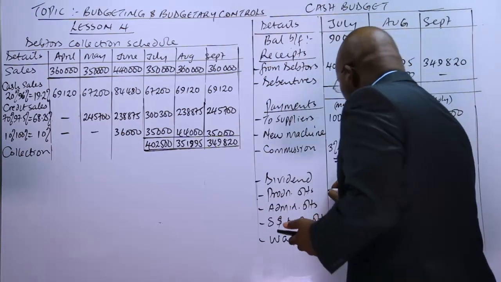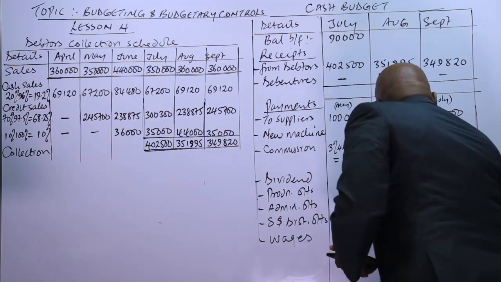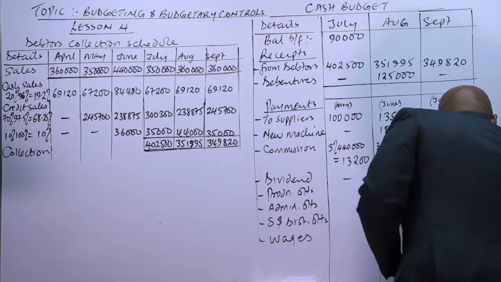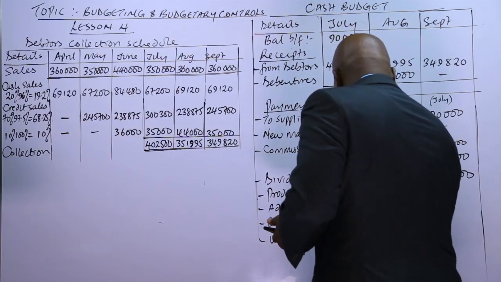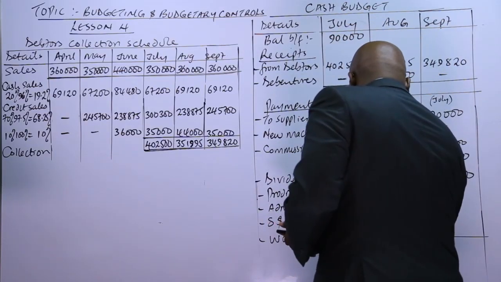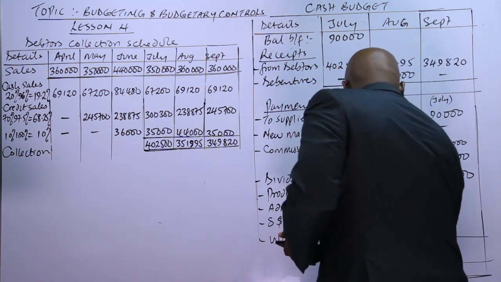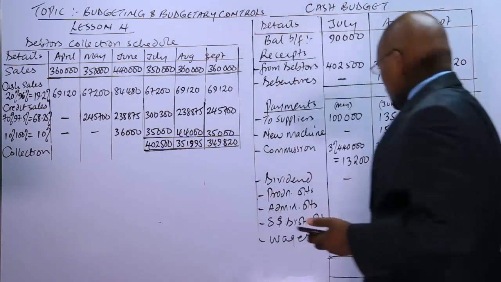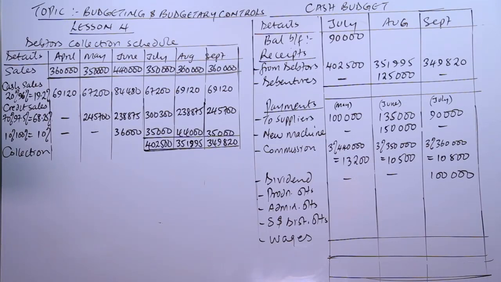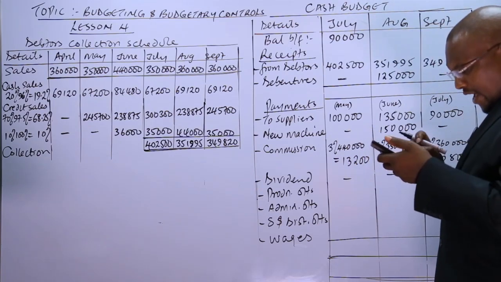Now, all these expenses, we are being told that they are being paid in arrears, so 1 month later. So we just need to push the overheads and the wages for the month of June. All of them, we record them in the month of July. So in the month of June, we record all of them in the month of July.